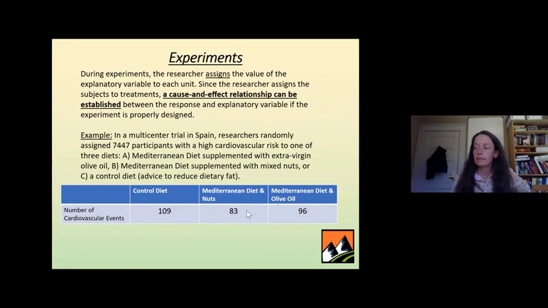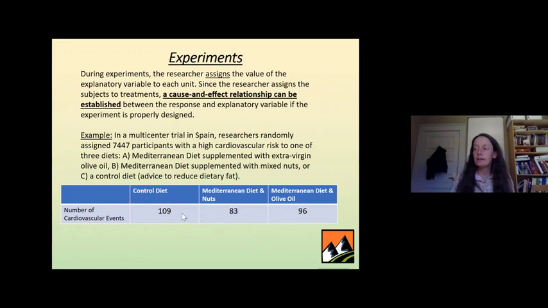Out of the control diet, there were 109 people with cardiovascular events. But out of the Mediterranean diet with nuts, there were 83, and the Mediterranean diet with olive oil, there were 96. And so the big question is, are those differences big enough to say that they're statistically different, or could they just be due to random fluctuation, like in our sampling distributions? So we'll look at that in a little bit.